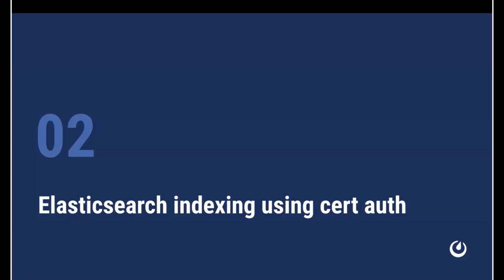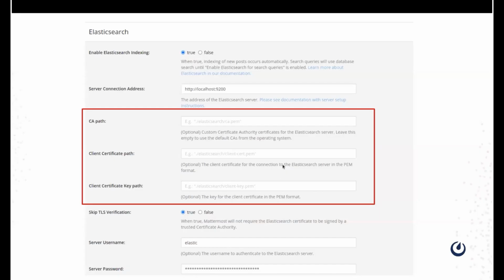Moving on. So this was another request, I think Tesla requested one such feature, where they wanted authentication to be done via certificate rather than just username and password. So yeah, this was done recently. Now in the system console, you will see 3 new fields, and you can specify your certificates and key paths and all of that.